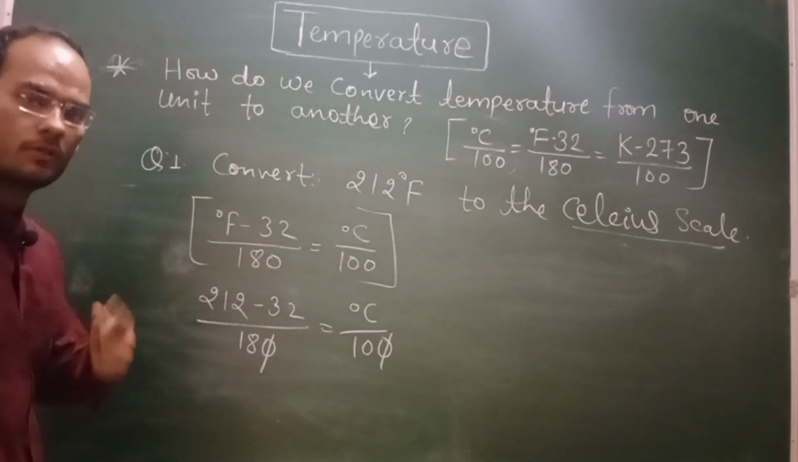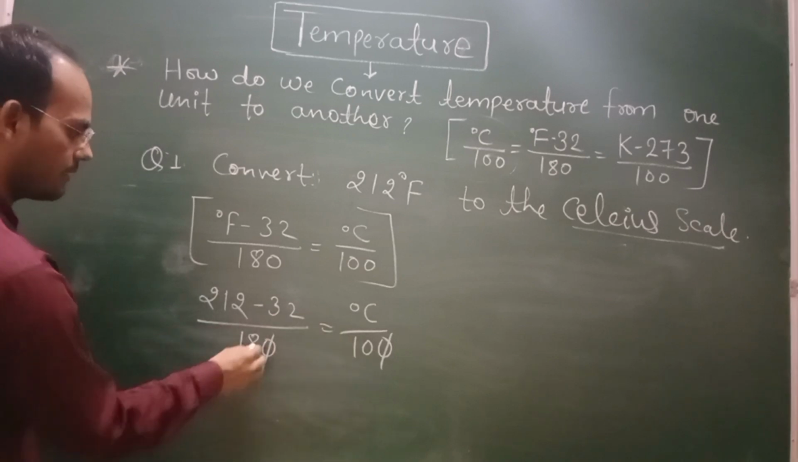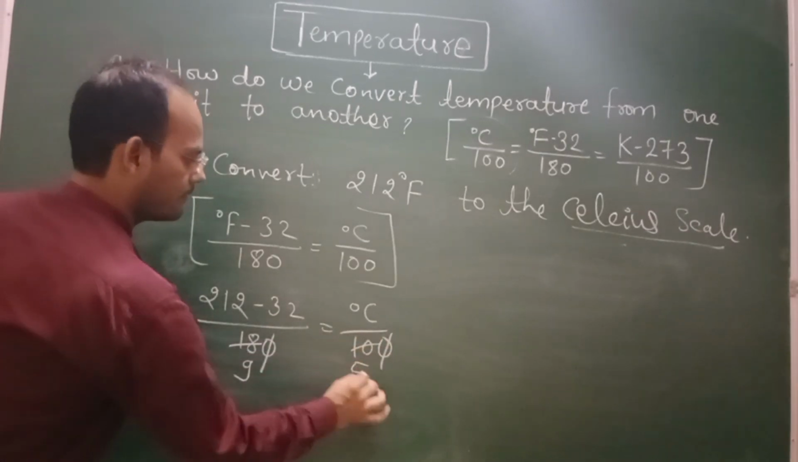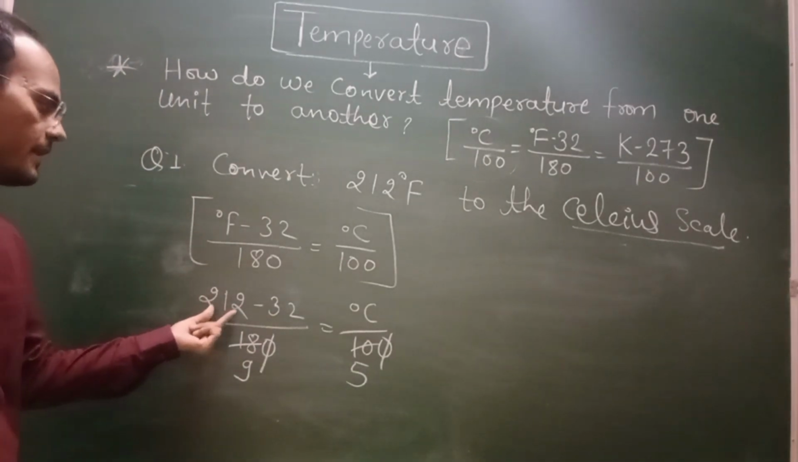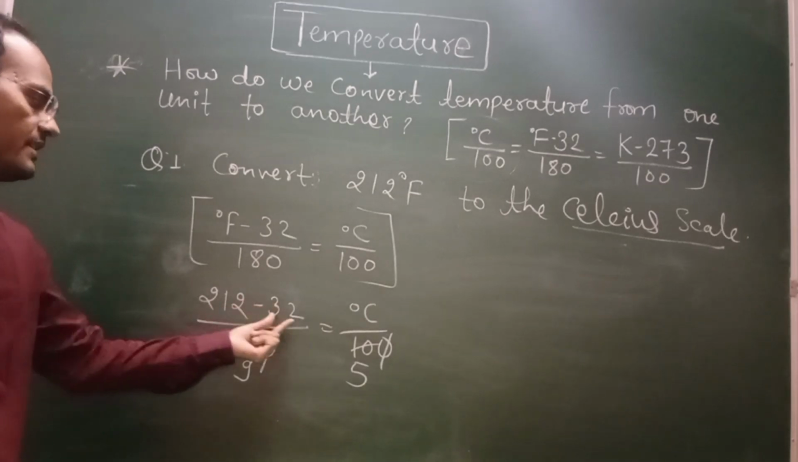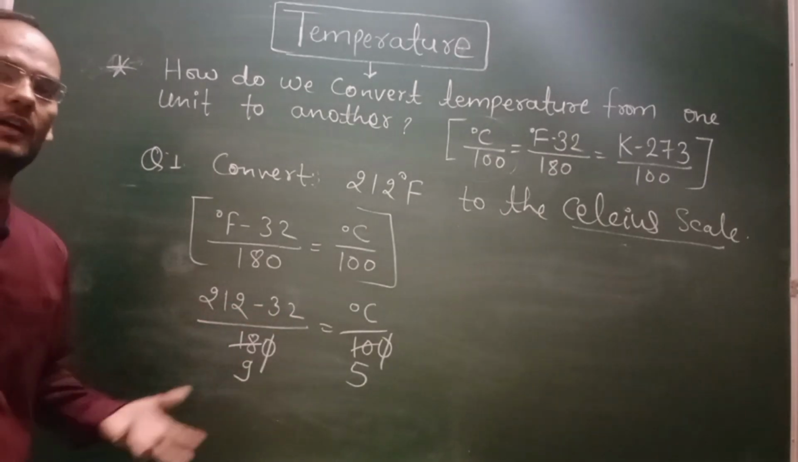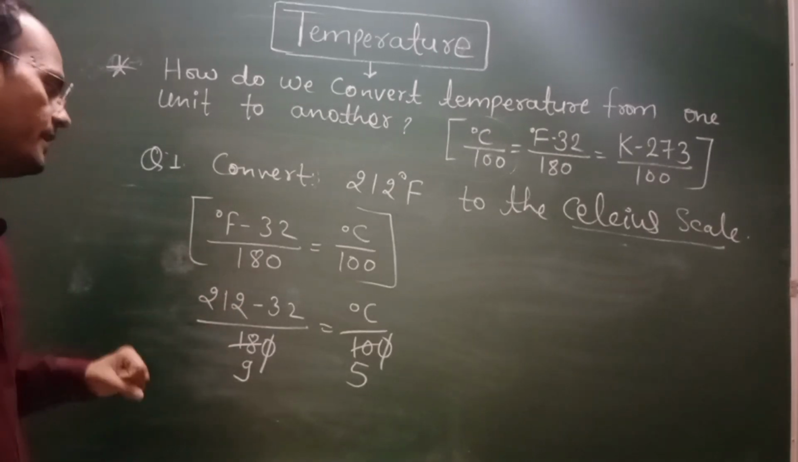I think so, two table divide this number. 2 9s are 18 and 2 5s are 10. Clear? Okay, now 212 minus the 32 in 212, what will be the answer? 180. It will be the 180.